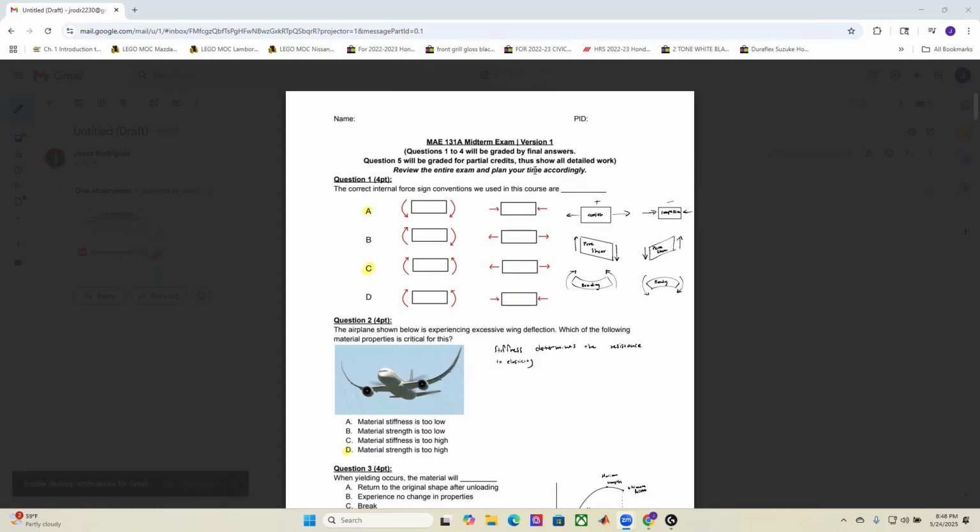For question one, it states the correct internal force sign conventions we used in this course are. For this case, I chose the answers A and C because on the right side I have some drawings depicting what the correct sign conventions are.